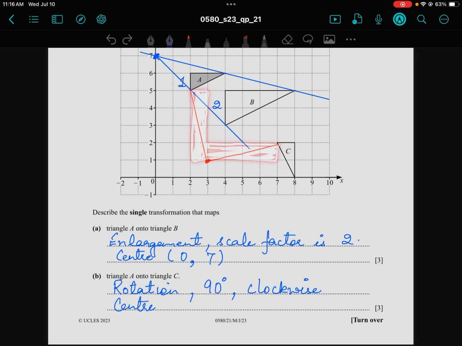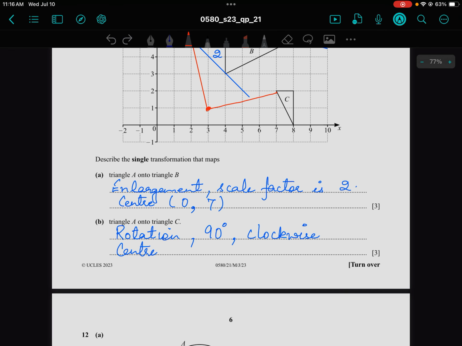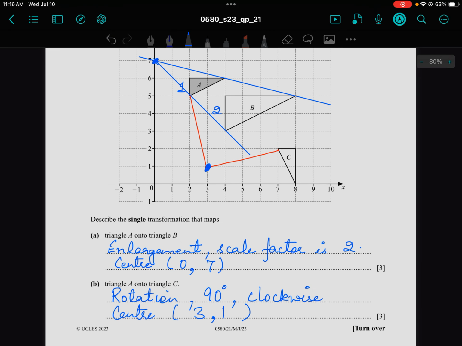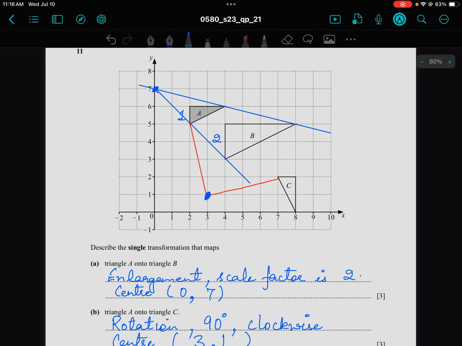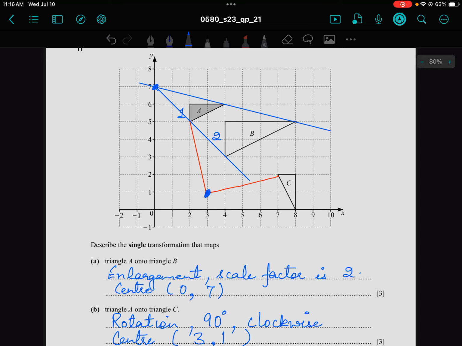This is also 4 by 1, this is also 4 by 1. So my center of rotation is 3, 1. It's a bit tricky. The other way you can do this is by using the tracing paper while solving this.